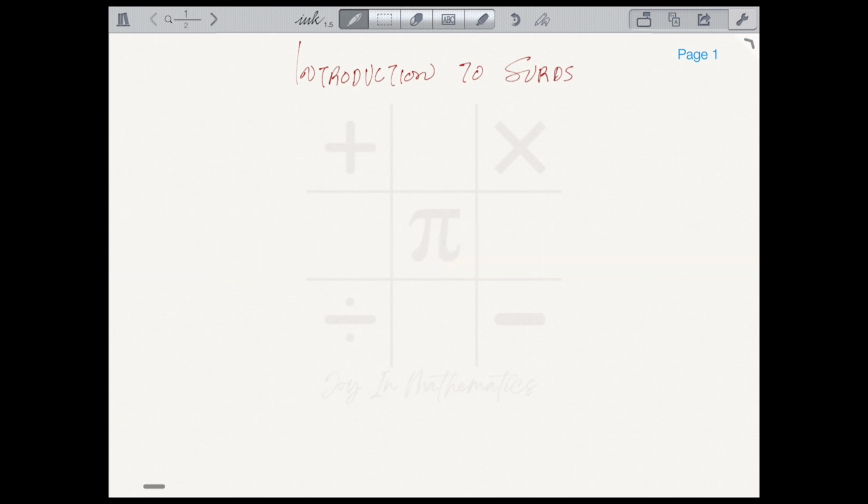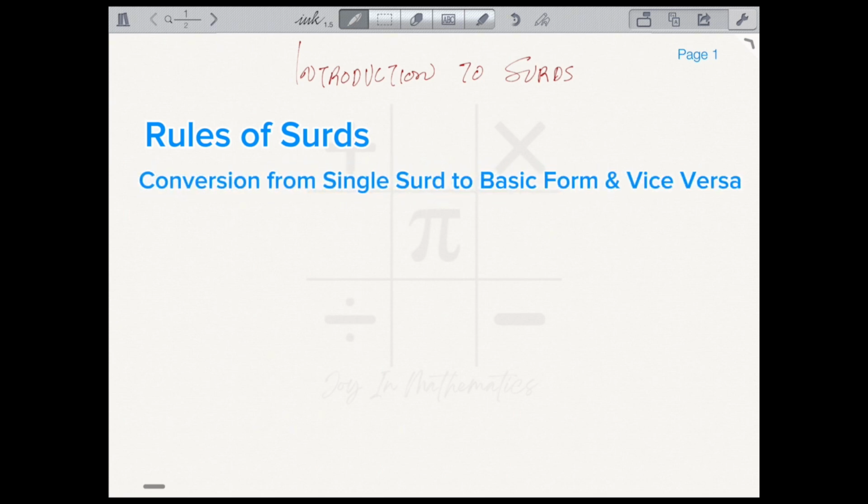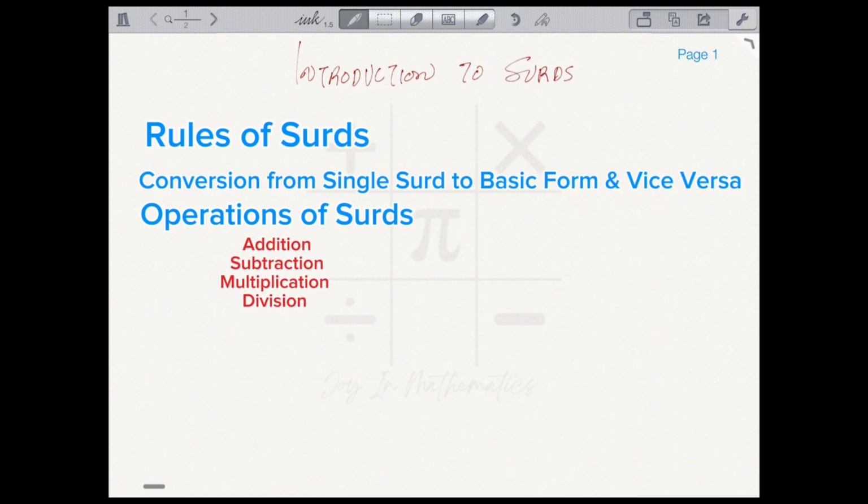And now we're going to start with a series of videos, and we'll be focusing on surds. We'll look at the rules of surds, how surds can be converted from single form to basic surd, and we'll look at the operations of surds: addition, subtraction, multiplication, and division. And finally, we'll wrap it up with how to solve equations involving surds. That's what we call surd equations.